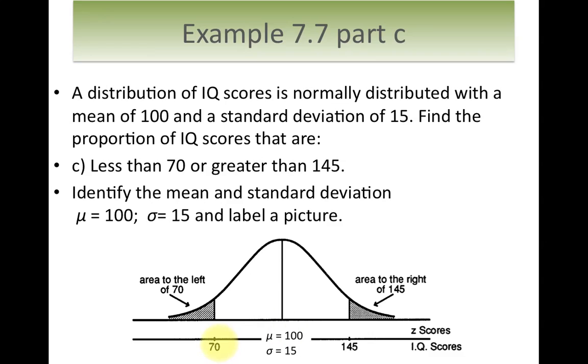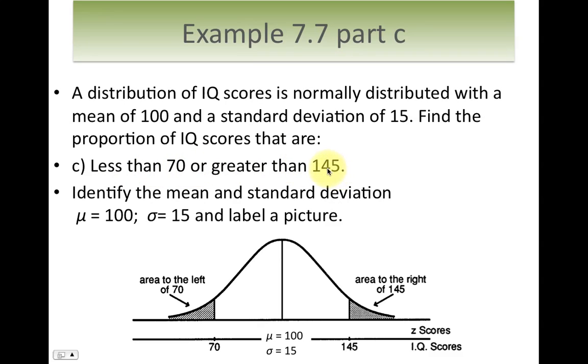70 is on the left side of 100 and 145 is on the right side of 100. Scores that are less than 70 represent this proportion of area, everything that goes from 70 down to negative infinity. Scores that are greater than 145 is this proportion of area, so it goes from 145 all the way to positive infinity.